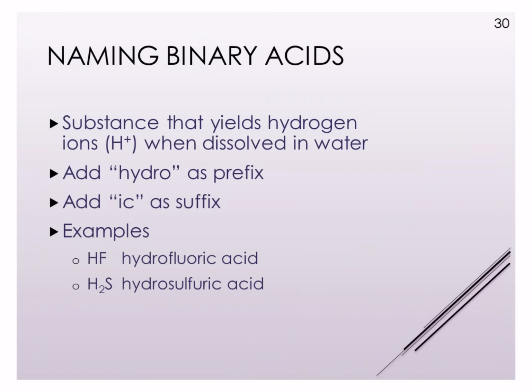So let's look first at binary acids. Binary acids, okay, that bi means two. So we have two elements in that compound. So we have an acid with two elements, okay. And what we also find is that an acid is a substance that yields hydrogen ions when dissolved in water. And so naming binary acids is pretty easy. What we do is we add hydro as a prefix, and we add ic as a suffix.